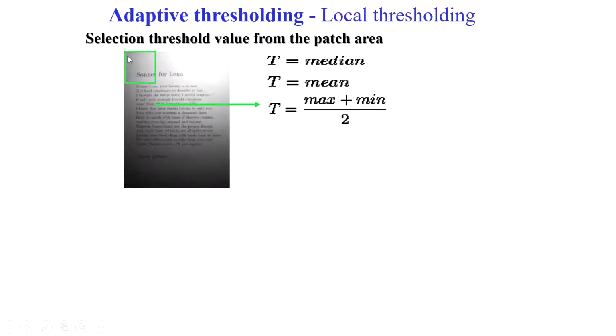So basically it's quite simple. You just need to construct the small patch area. You need to determine the suitable dimension of your kernel, and then inside the kernel, you calculate either the median, mean, or max plus min. Depending on the condition, sometimes it works based on the mean only, sometimes only based on the median, and so on.